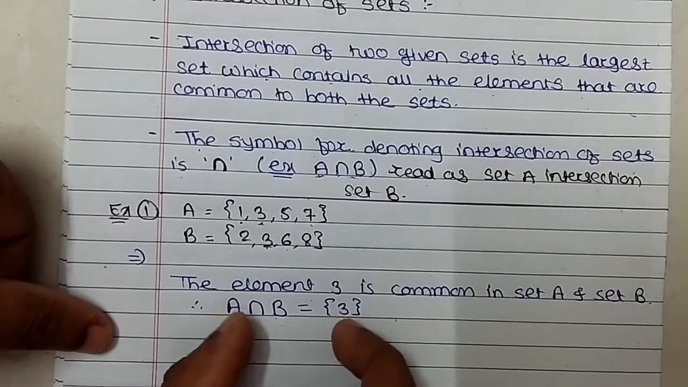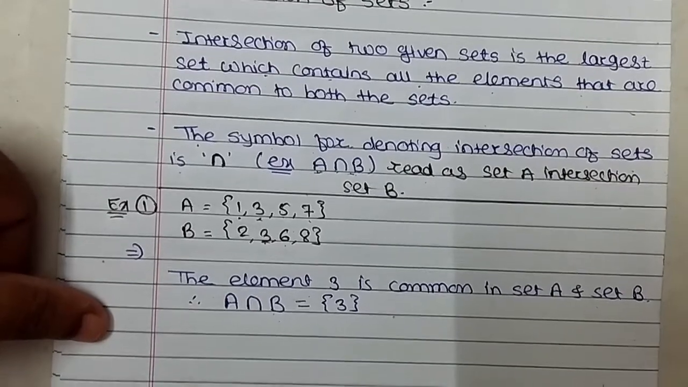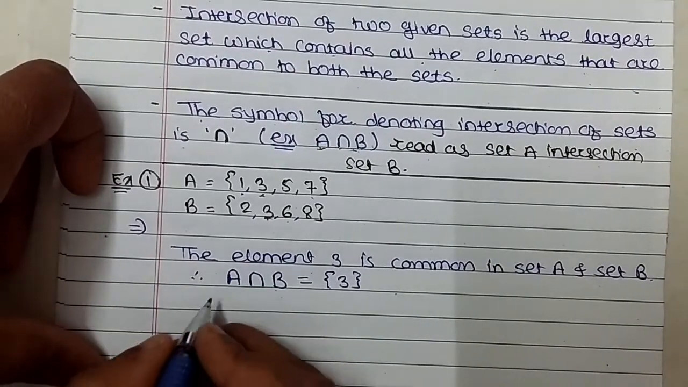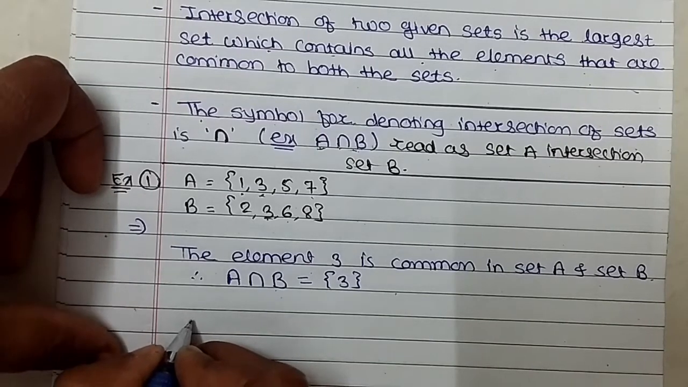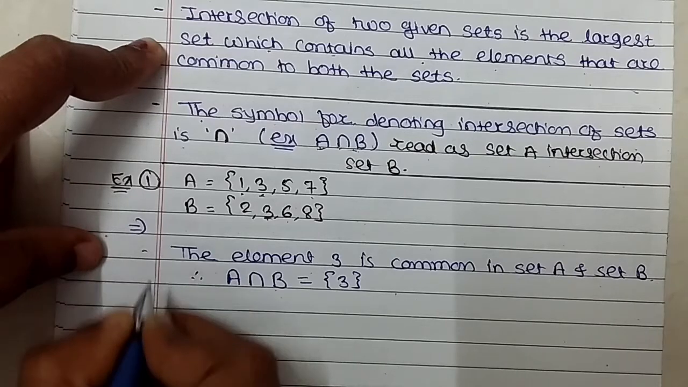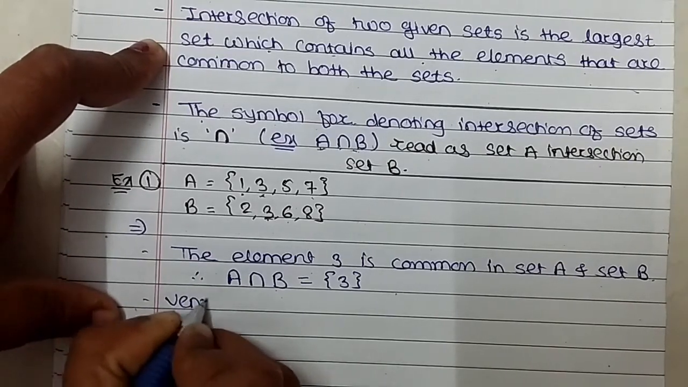How do we represent this intersection set with the help of a Venn diagram? We will draw one Venn diagram for this. First of all, give one heading here: Venn diagram.